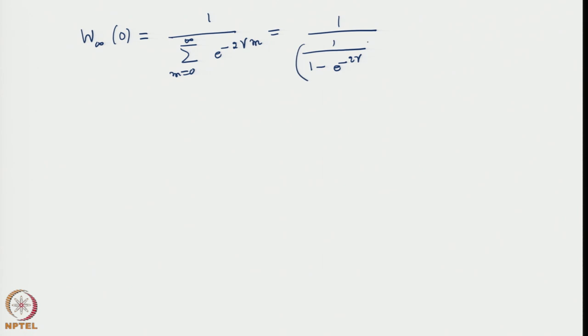So, with this, my w infinity 0 can be explicitly calculated as 1 by 1 plus, we said 1 plus can be clubbed in the sum itself, sigma e to the power minus 2 gamma m, m equal to 0 to infinity, which is nothing but 1 by 1 minus e to the power minus 2 gamma. It's a geometric series in e to the power minus 2 gamma. So, the sum of z to the power m is 1 by 1 minus z, and that's what you have done here. So, that solution is simply 1 minus e to the power minus 2 gamma. So, w infinity 0 exists, is finite.